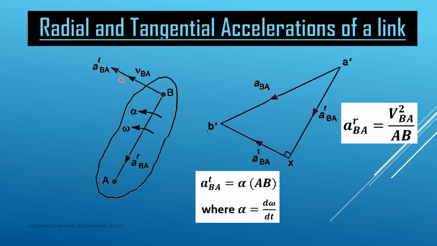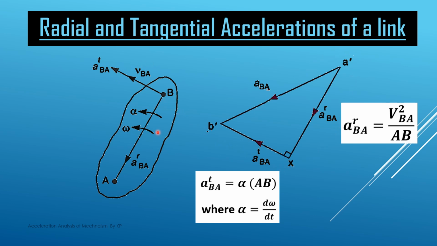We have the other component that we are calling the tangential component, ATBA. Acceleration T means tangential, of point B with respect to point A. And this is parallel to the velocity component VBA, the relative velocity of point B with respect to point A, or it is perpendicular to the line joining B to A. So this is the space diagram basically. Now if we have to draw the acceleration polygon, this is the acceleration polygon from this diagram.